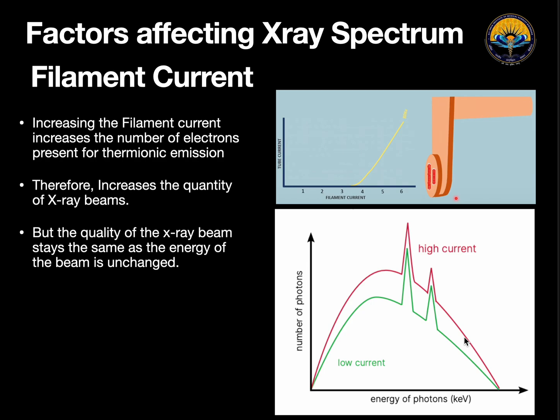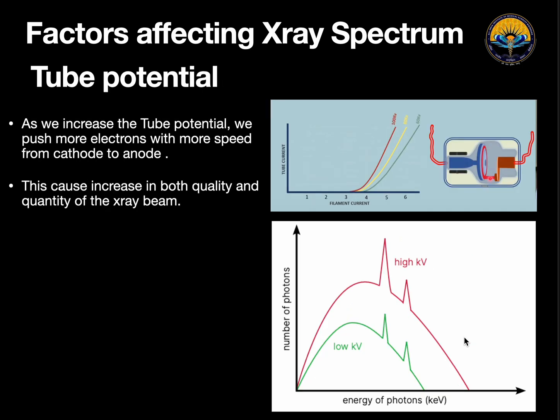So if we want to increase the velocity, we should change the tube current and not the filament current or tube potential. If we increase the tube potential, we will push more electrons with more speed from cathode to anode, and this will cause an increase in both quality and quantity of the X-ray beam.